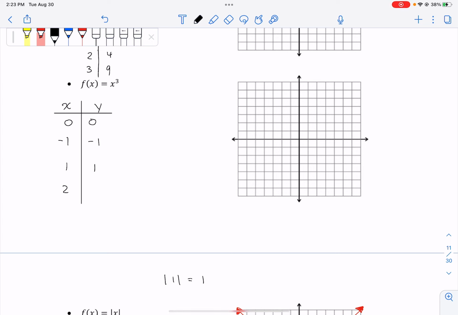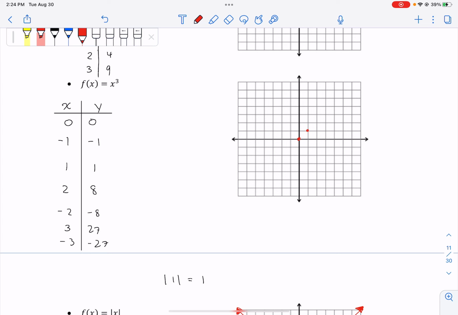If you plug in 2, you get 8. Negative 2, negative 8. And why some of these can be problematic is because the numbers get big really quickly. If you plug in 3, you get 27. Negative 3, negative 27. These last 4 are going to be hard to plot. So let me go ahead and plot the first three.